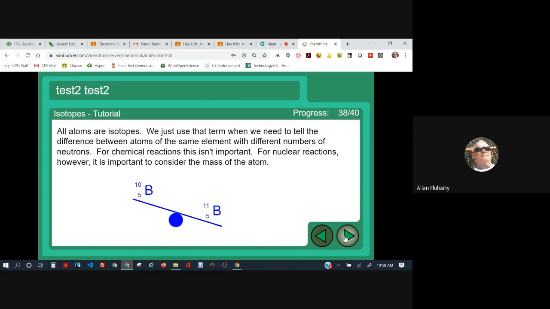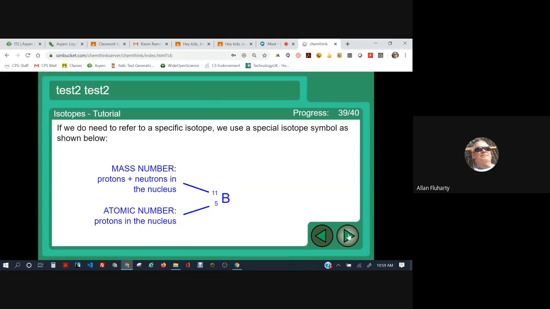All atoms are isotopes. We just use the term when we need to tell the difference between atoms of the same element with different numbers of neutrons. In fact, hydrogen has several different isotopes. For chemical reactions, this is not important because chemical reactions depend on the number of electrons, not the number of neutrons. For nuclear reactions, however, it's important to consider the mass of the atom. The number of neutrons will determine how stable the nucleus is. If we do need to refer to a specific isotope, we use a special isotope symbol shown below.